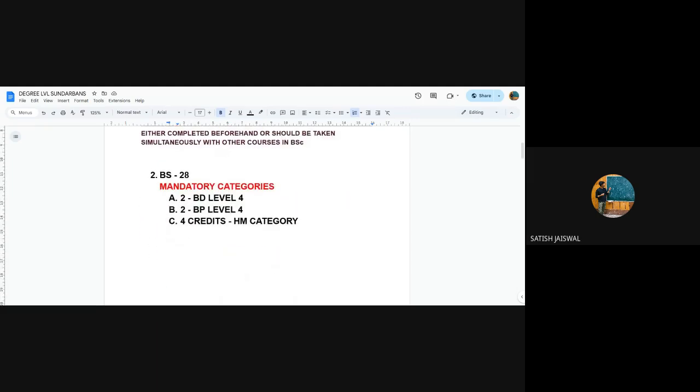In the BS level, we do not have a list of mandatory courses, but we have mandatory categories. So I'll be talking about this. The first one is you will be seeing BD. BD stands for BSc or BS data science related subjects, and P stands for programming oriented subjects. And the level 4 is the difficulty level. So I'll be explaining this here.